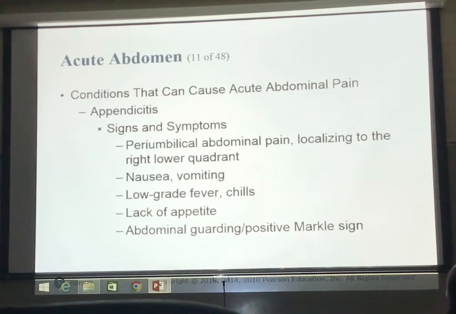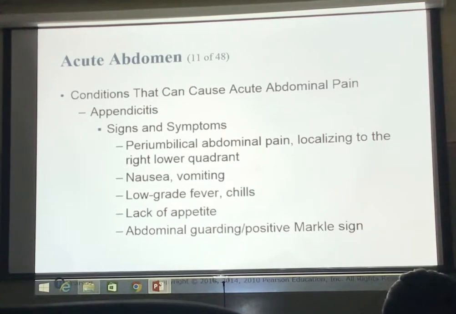Some of the signs of appendicitis: periumbilical abdominal pain, localized to the right lower quadrant. Nausea, vomiting, low-grade fever, chills, lack of appetite, abdominal guarding, and a positive Markle sign.